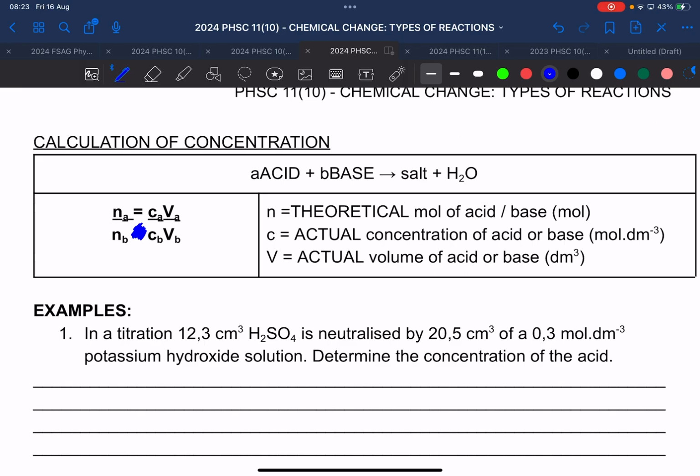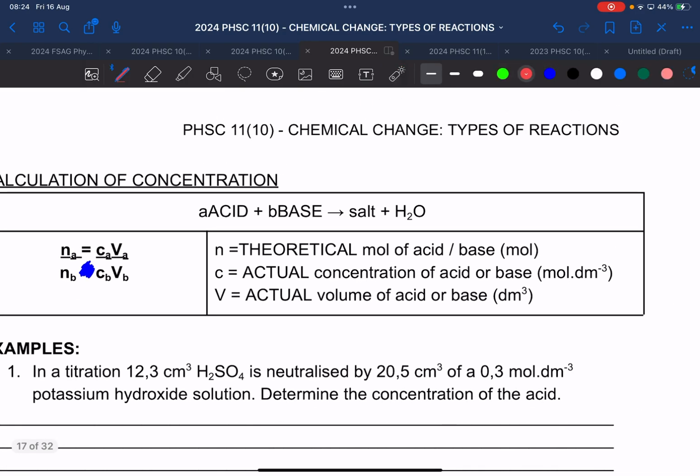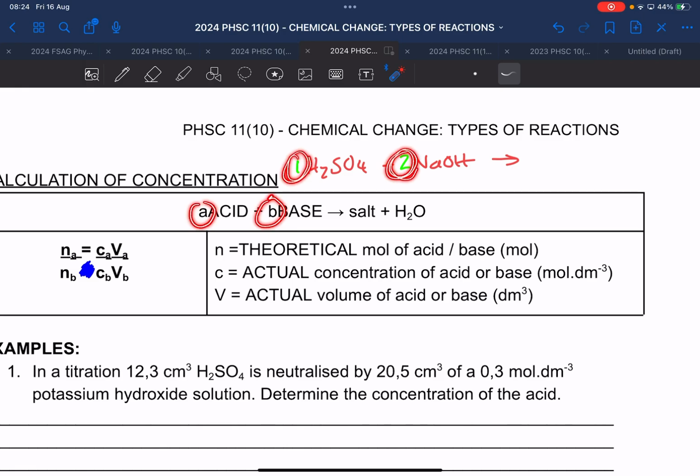Okay, so in this equation, you can see there's an acid with a base. Now this is not a typing error. That thing there in front is the coefficient that we use. For example, if we have sulfuric acid that reacts with sodium hydroxide, then the mole ratio is 1 to 2. You need 2 sodium hydroxides. So that a and b is that 1 and 2 there in front. It's the coefficients.